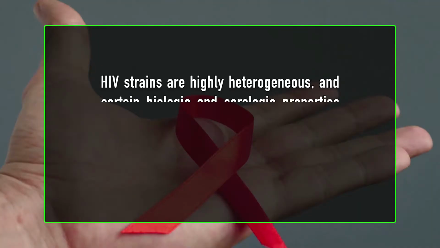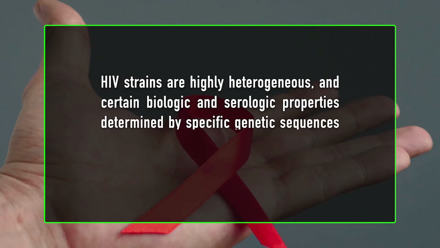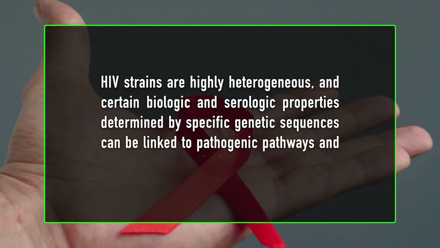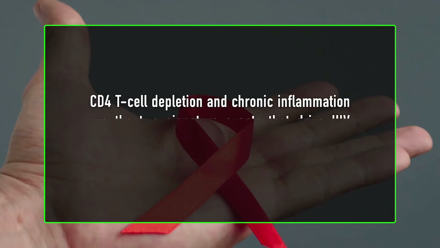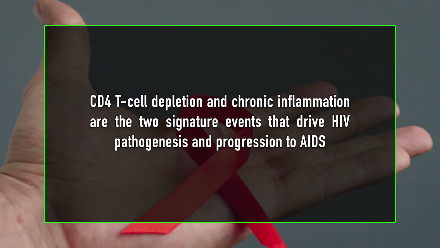HIV strains are highly heterogeneous, and certain biological and serological properties determined by specific genetic sequences can be linked to pathogenic pathways and resistance to the immune response. Although the virus has cytopathic effects in productively infected cells, this effect may not directly contribute to HIV pathogenesis. Importantly, the virus can remain inactive, that is in the latent phase, in these infected cells for long periods of time. CD4 T cell depletion and chronic inflammation are the two signature events that drive HIV pathogenesis and progression to AIDS.